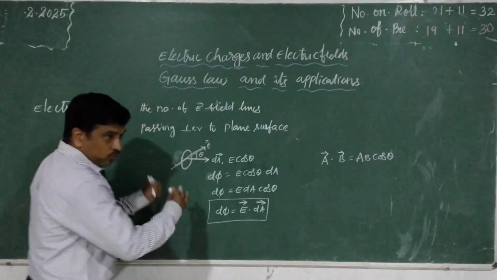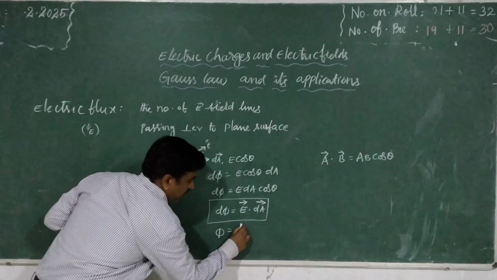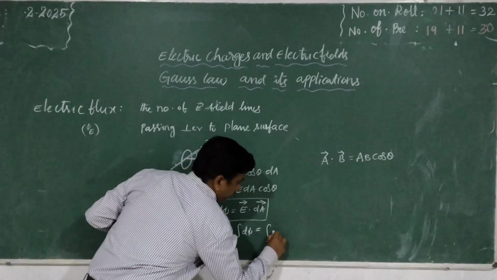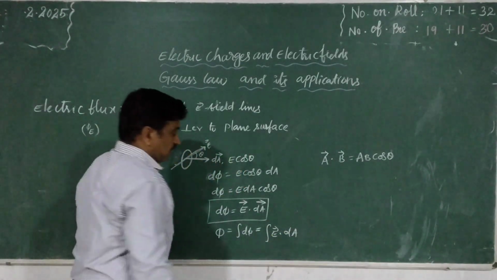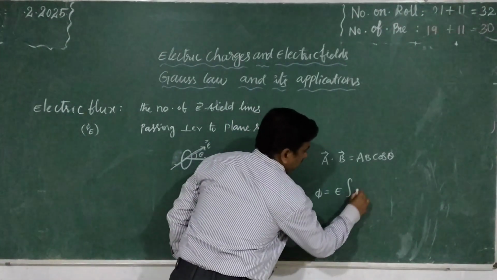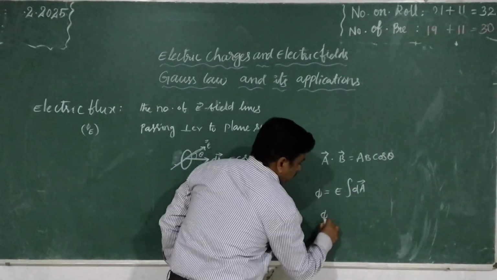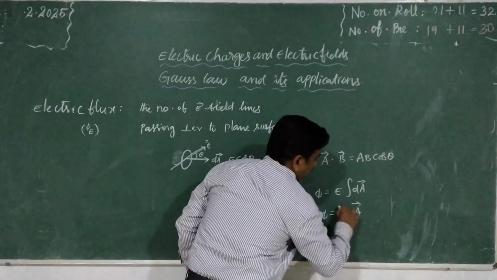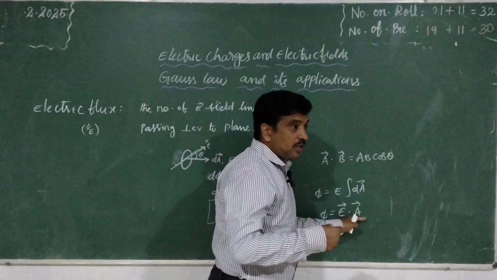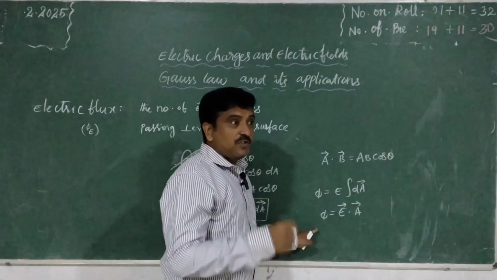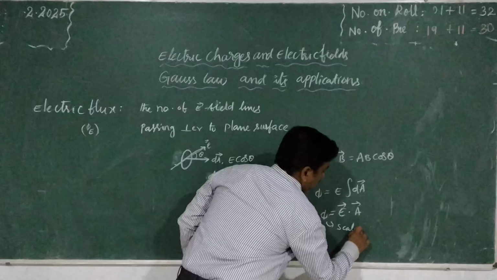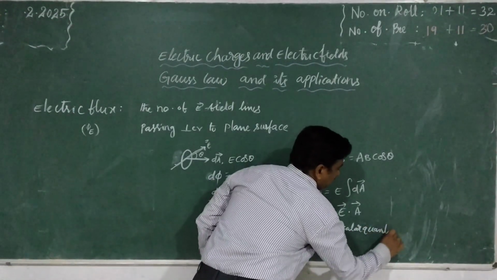For the total flux, phi equals integral d phi. That means integral of E dot dA. Here E is constant, so we can write it outside: phi equals E outside the integral of dA. Integral dA means A, so phi equals E dot A, the dot product of the electric field vector and the area vector. The resultant is the electric flux. Electric flux is a scalar quantity, because it is a dot product.